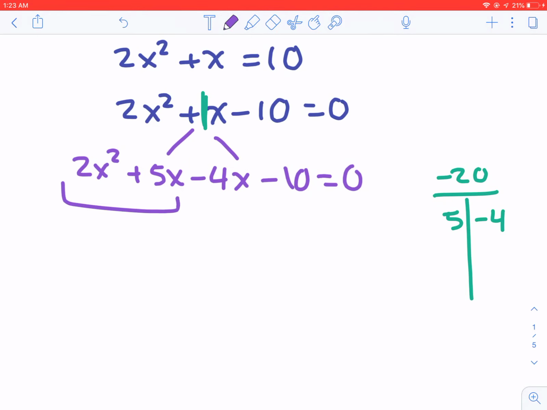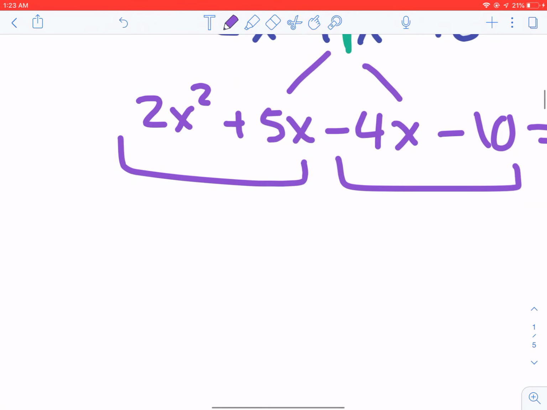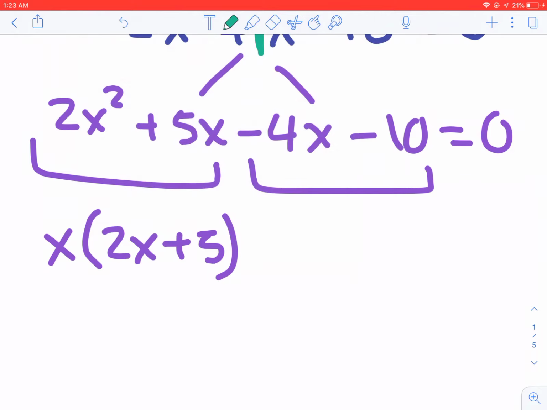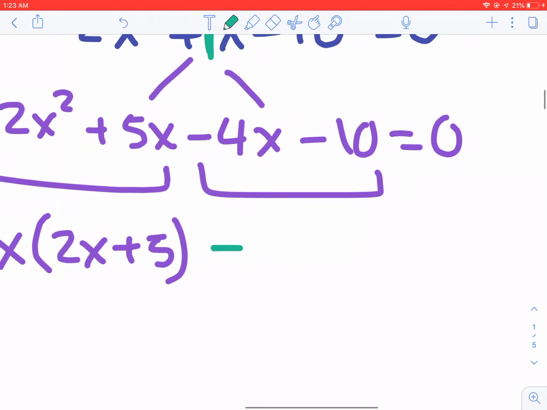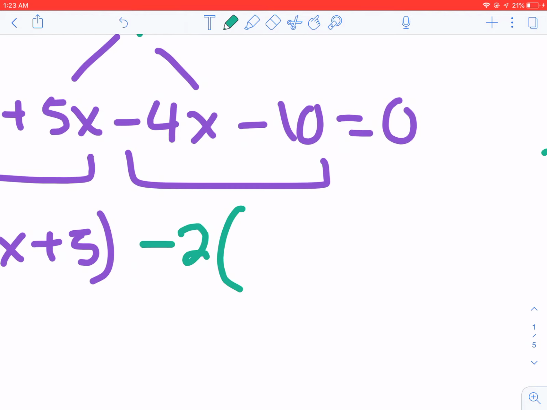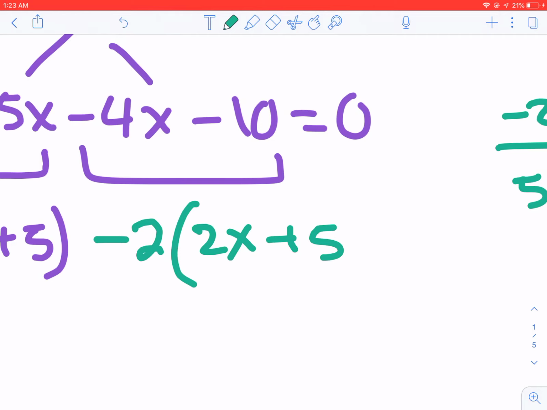And now factor by grouping. GCF of the first two. 2 and 5 don't have anything in common, but x squared and x, I can take out one of these x's. I get 2x plus 5. Over here, that middle guy, that's negative. So what I have to factor out is something negative. And 4 and 10 have a 2 in common. So pulling out a negative 2, I need to divide this by negative 2, and I get positive 2x. So negative 2 times 2x is negative 4x, and negative 2 times positive 5 is negative 10.